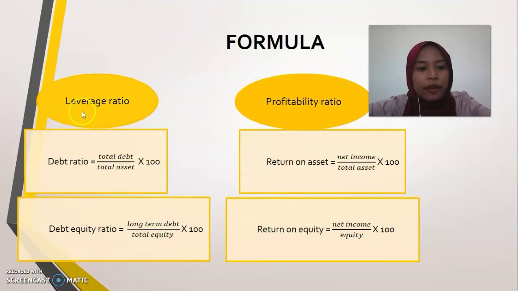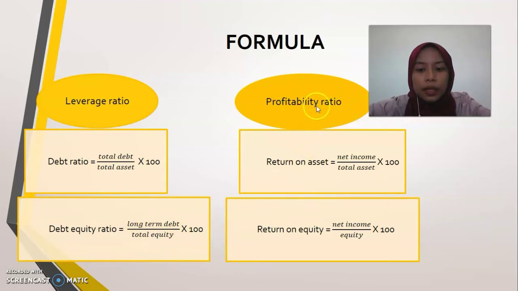Next is leverage ratios. Leverage ratios are also called solvency ratios. These ratios help to show a company's debt level relative to its assets, equity, and earnings. They also evaluate the likelihood of a company staying afloat in the long haul by paying off its long-term debt as well as the interest on its debt. The formula of the debt ratio is total debt divided by total assets multiplied by 100. For the debt equity ratio, it is long-term debt divided by total equity multiplied by 100.